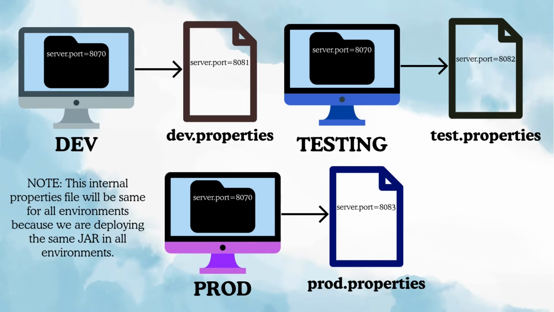Okay. But if a property is missing in the external file, then Spring Boot falls back to the value inside application.properties from within the jar. Okay, so let's take an example to understand this better.